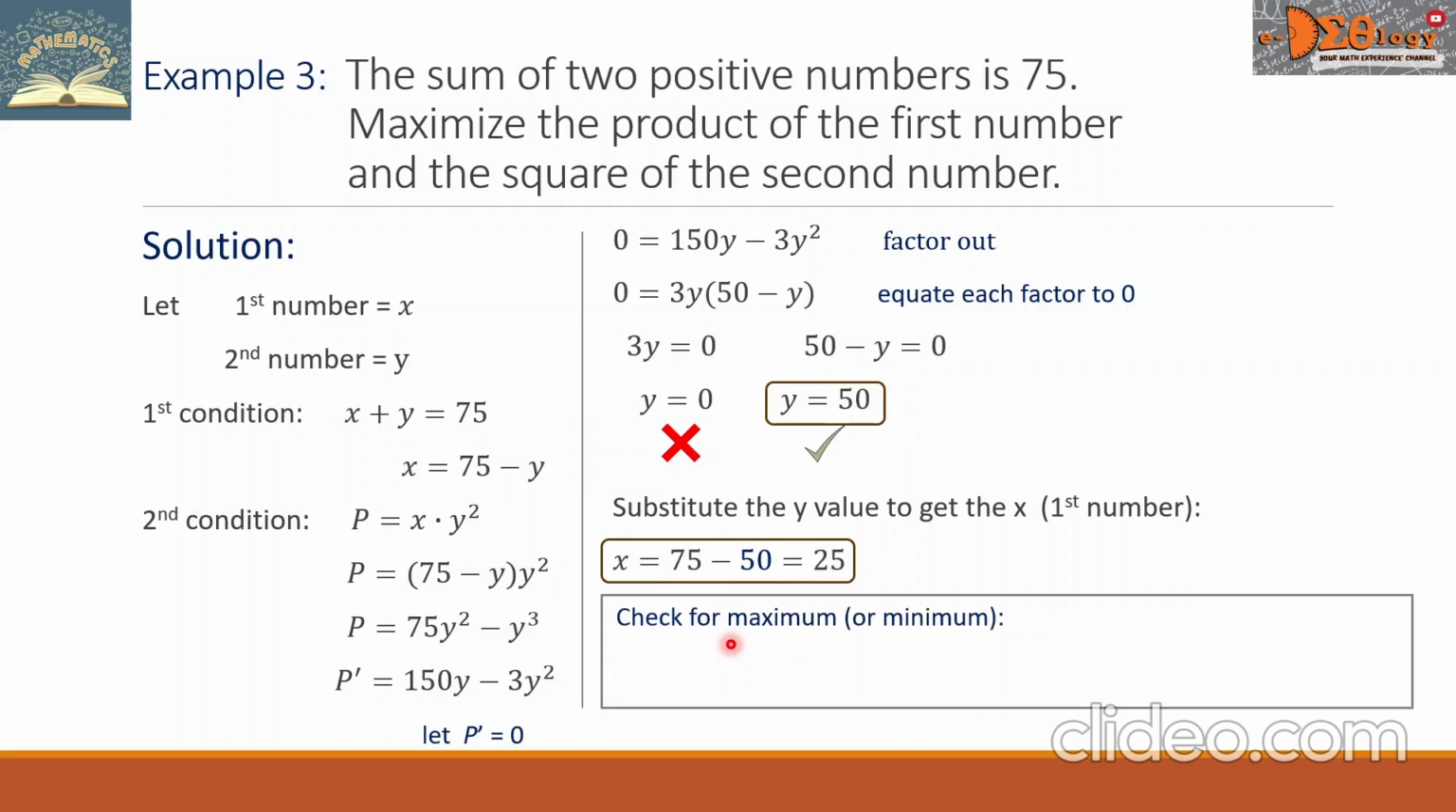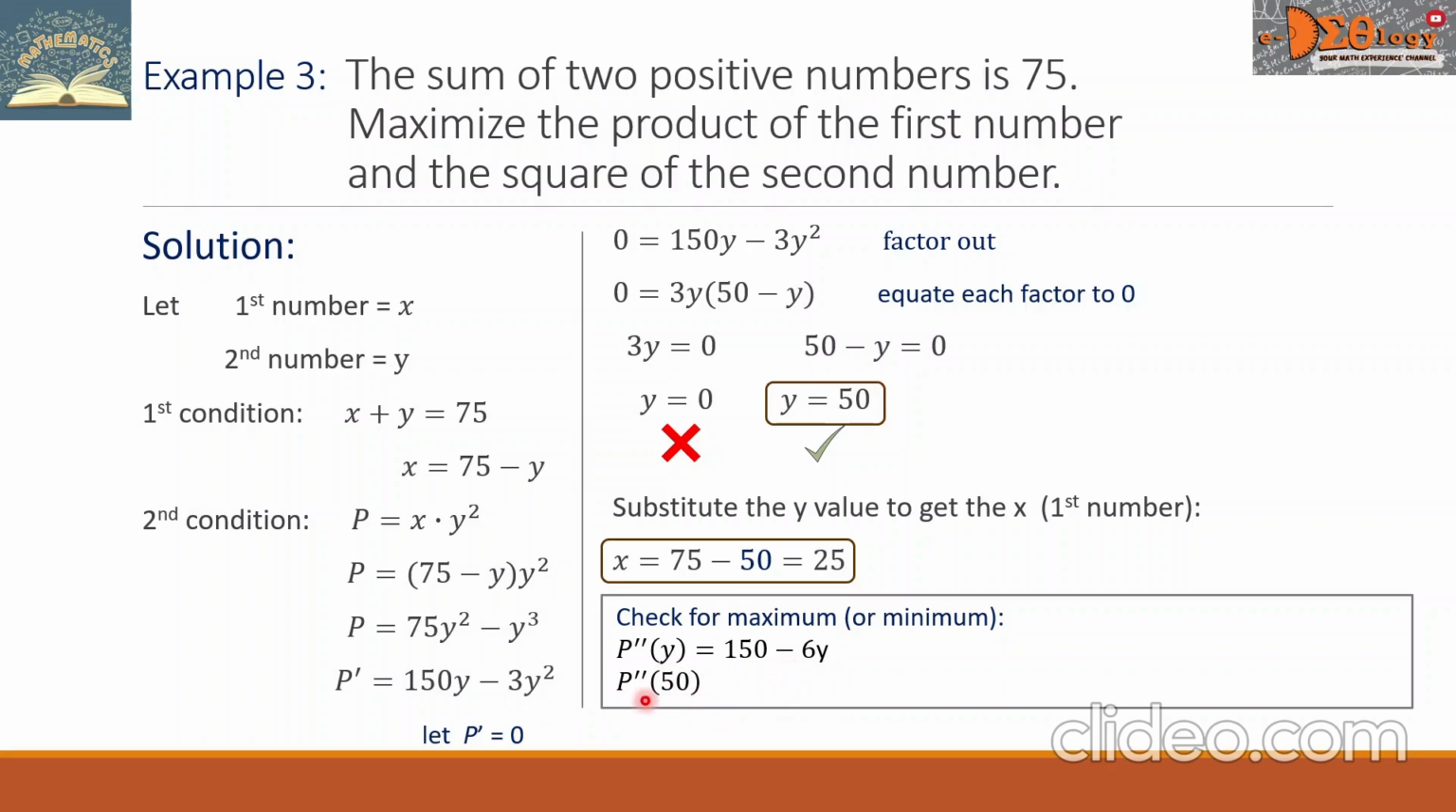Now, just to check whether this is a maximum or minimum value, we will go for the second derivative test. The first derivative is here. We go to the second derivative. P double prime of y equals derivative of 150y is 150. Derivative of negative 3y squared is negative 6y.